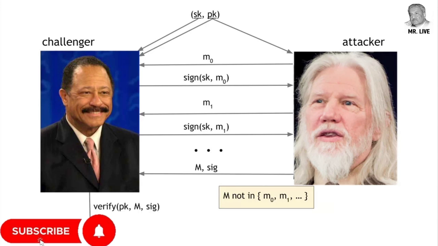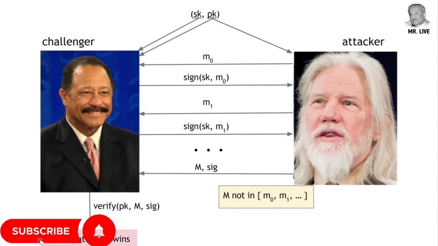So the challenger is going to run the verify algorithm, use the public verification key, and on that message, and the signature that the attacker provided, and is going to check whether it verifies. And if it does verify, if this returns true, then the attacker wins. The attacker has forged a message.